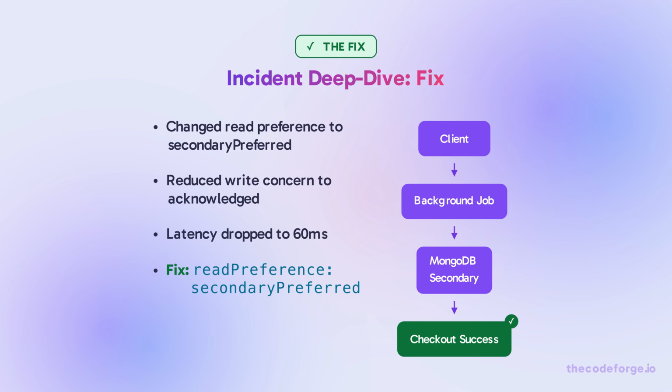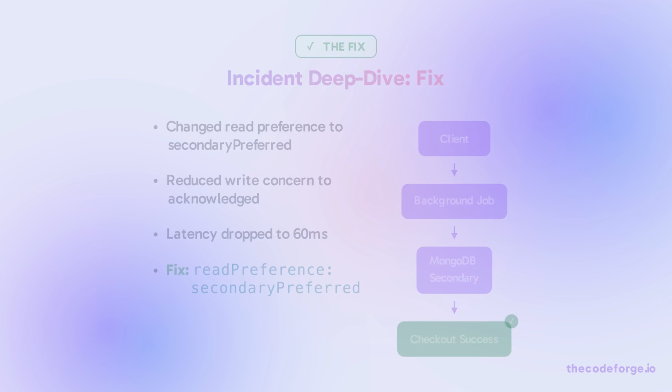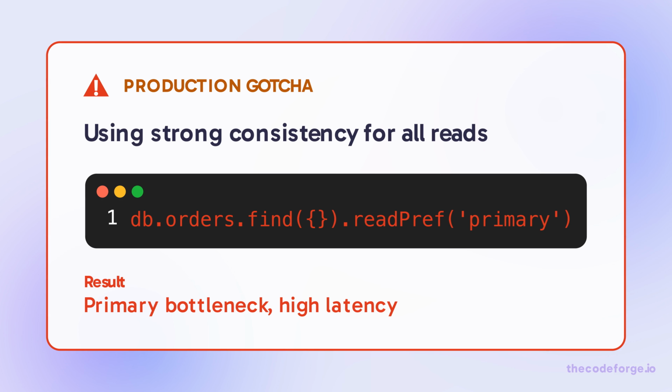The fix was to change the background job's read preference to secondaryPreferred, routing reads to replicas. Write concern was reduced to acknowledged for non-critical writes. Latency dropped back to 60 ms. Using strong consistency for every read bottlenecks the primary. Route read-heavy workloads to replicas and accept eventual consistency where possible.